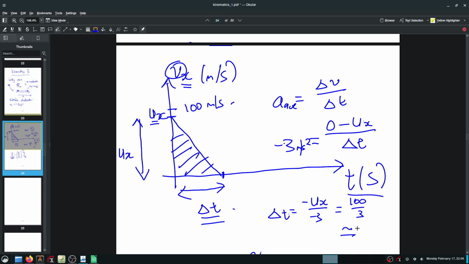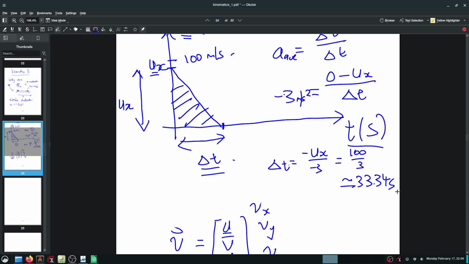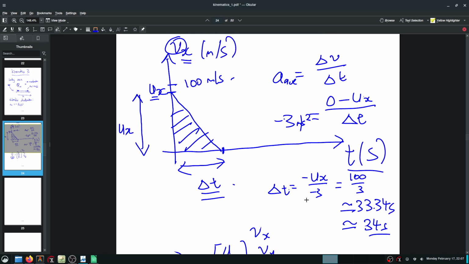I'm not going to take out the calculator. This is about 33.34 seconds, I'm rounding. You want to round it a little more, 34 seconds, just a nice number. A longer runway is better to prepare for in this case, so that your plane doesn't crash into a tree or something like that. So under these conditions, you need 34 seconds to slow down.